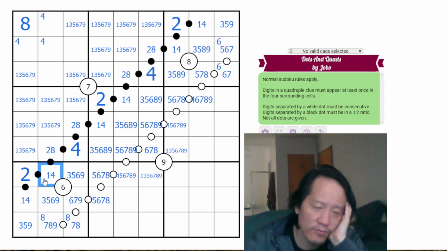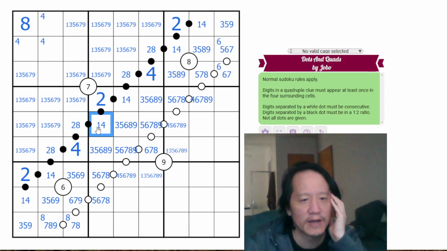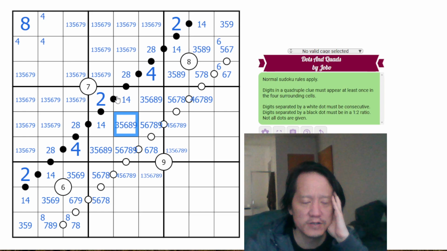Right. The 2 can be next to a 4. And that was the fatal mistake I made in my previous solve. So these don't have to actually alternate. This is a lot harder without that kit.